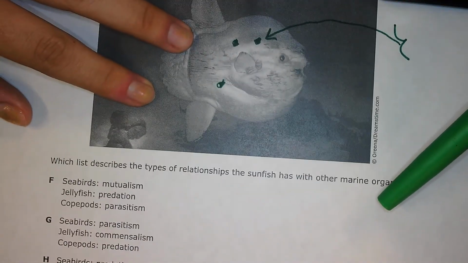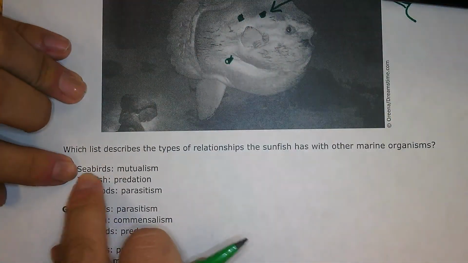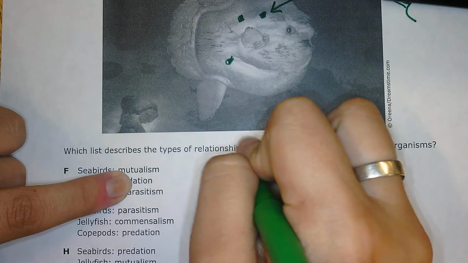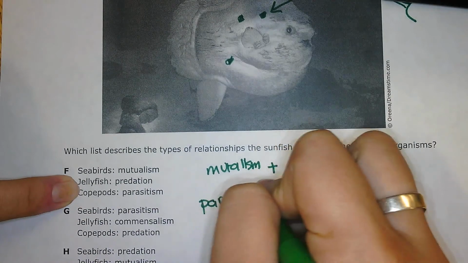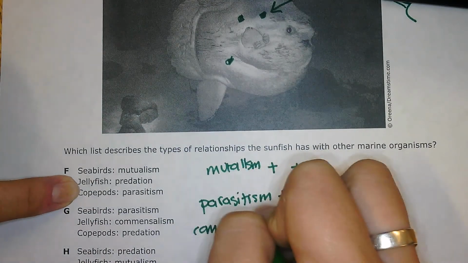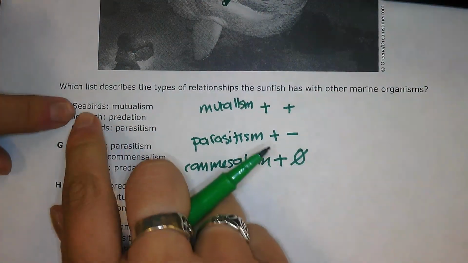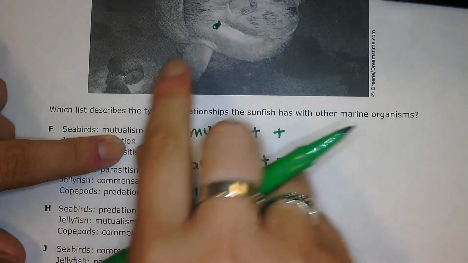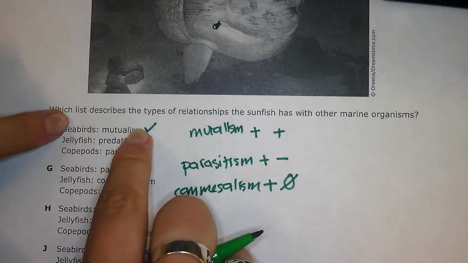So we have to describe the relationship between all of these animals. The relationship that this fish has with seabirds is mutualism. Mutualism means both benefit. Parasitism is where one benefits and one is negatively affected. Commensalism is where one benefits and the other doesn't care. So with the bird, it is mutualism, both benefit. The bird benefits because it eats food, and the fish benefits because it gets rid of the annoying little things. So with seabirds, the answer is mutualism.